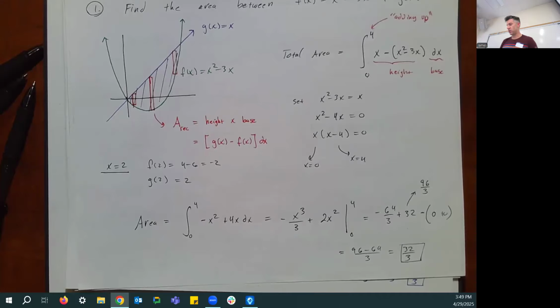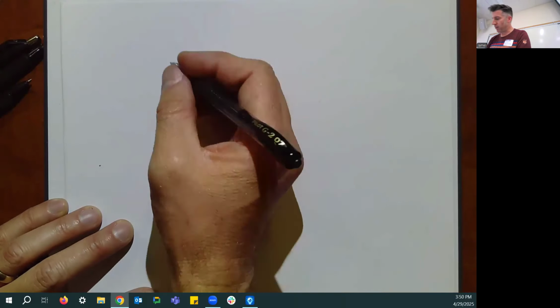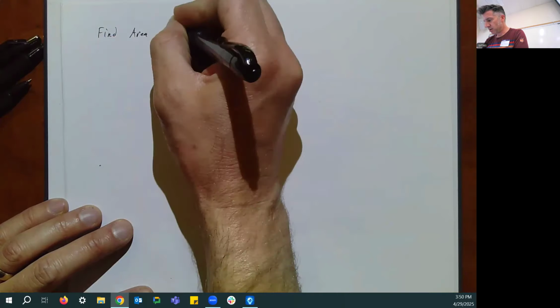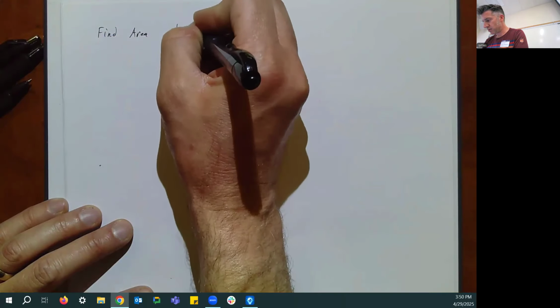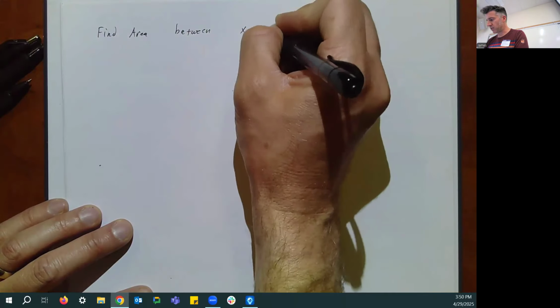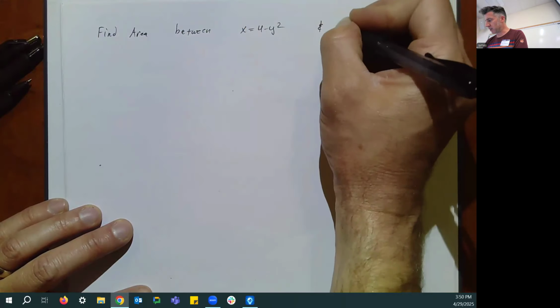So like if I did this the wrong way, here's a good example. Let's say that we were trying to find, we'll do one more area problem just to point out how you can fix a problem. I'm going to find the area between the curves x equal to 4 minus y squared and x equal to 3y.